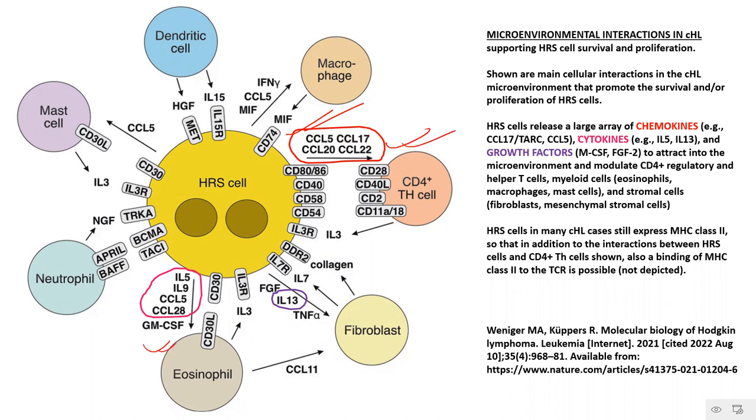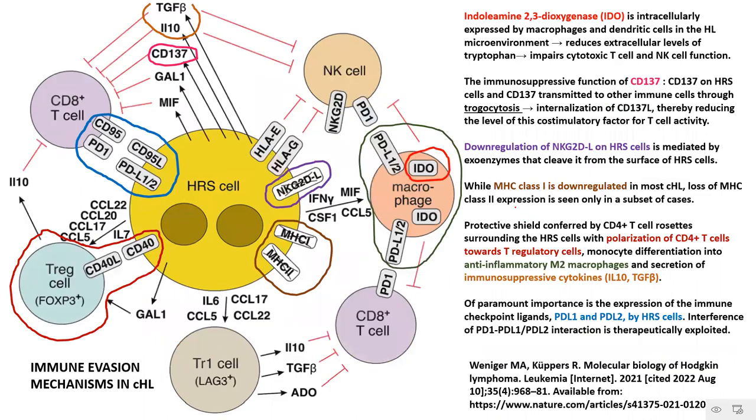It also releases cytokines like interleukin-5 and interleukin-13, which are again chemotactic for cells like eosinophils. Growth factors, which are produced by the Hodgkin-Reed-Sternberg cell, like the monocyte colony stimulating factor, granulocyte monocyte colony stimulating factor, or fibroblast growth factor 2, also bring other inflammatory cells along with fibroblasts into the mix. And how do these cells contribute to the survival of the Hodgkin-Reed-Sternberg cell? Basically, the macrophage, which has been brought over, produces something known as IDO.